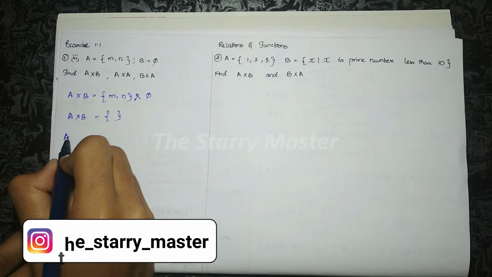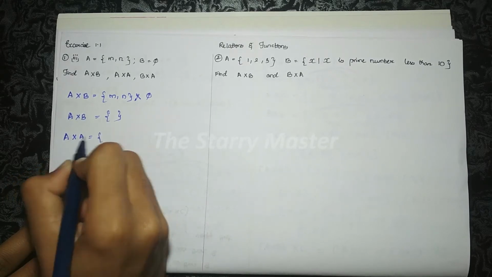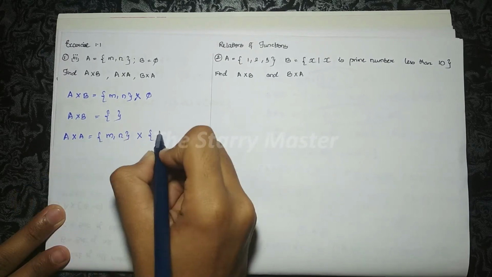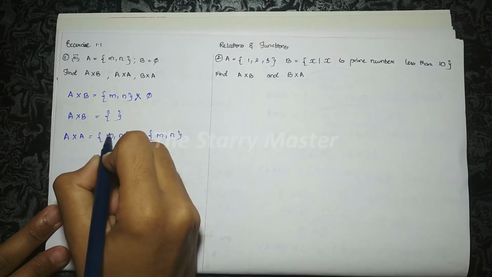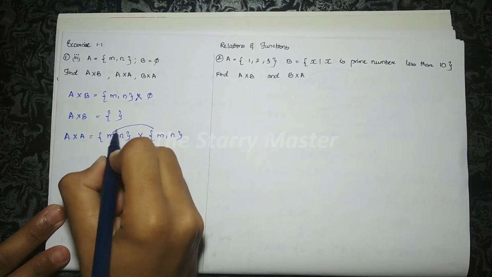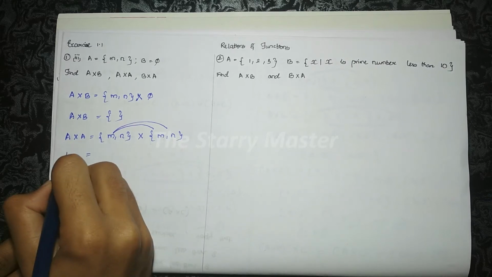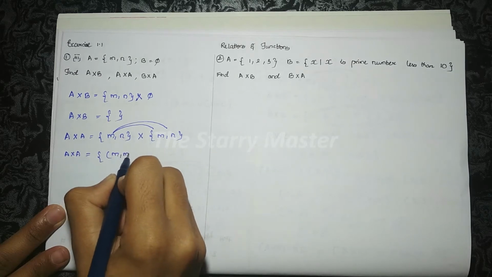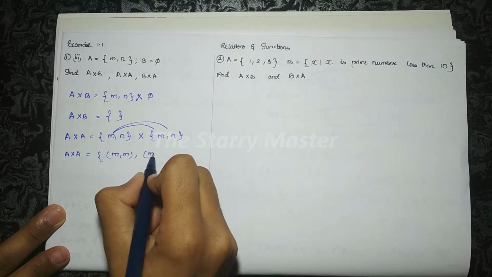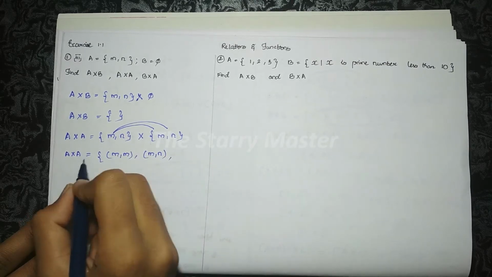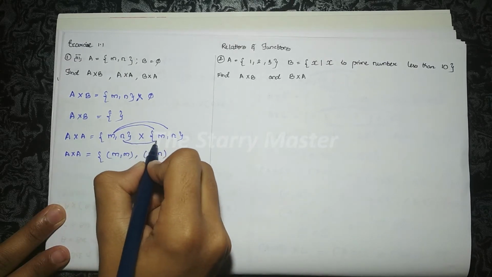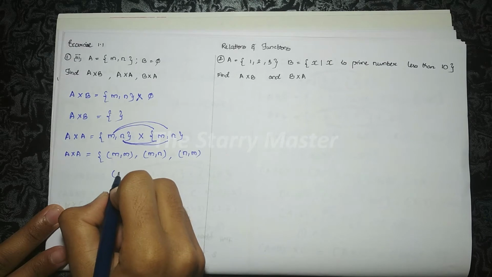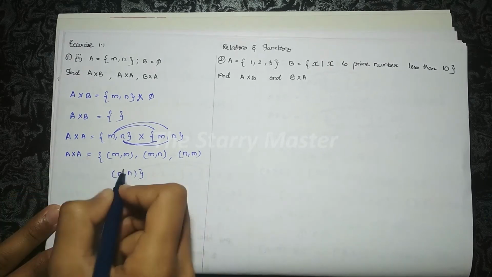Then we have to find A cross A. The value of A is {m, n} cross the value of A, the same {m, n}. So take one value and join with the other two. So A cross A equals (m, m), (m, n). Take the next value and join with the next two. So (n, m) and (n, n). We have found A cross A also.